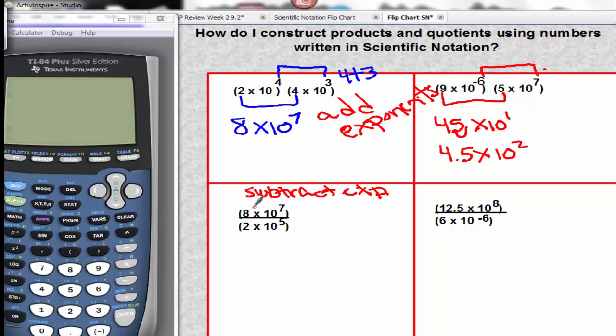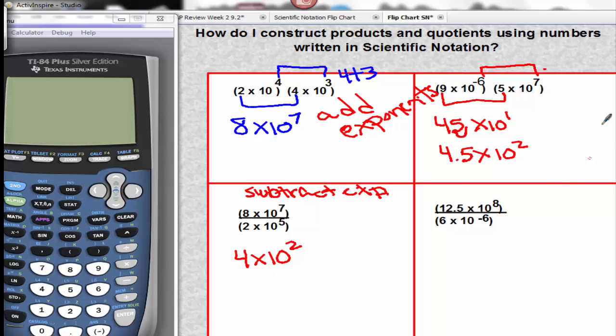So now, 8 divided by 2, that's going to give me 4. And I know it's times 10. And now when I'm dividing, I just simply subtract my exponents. 7 minus 5 is 2. So in this case, I have 4 times 10 to the second power. And that gives me my solution for that one.